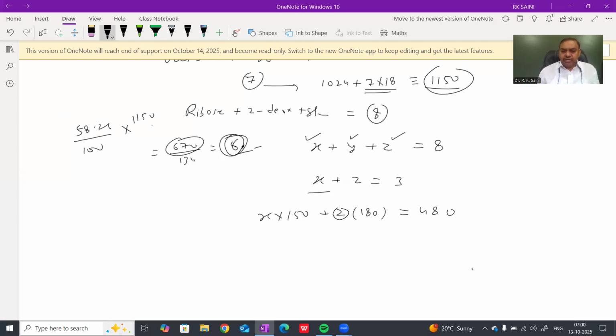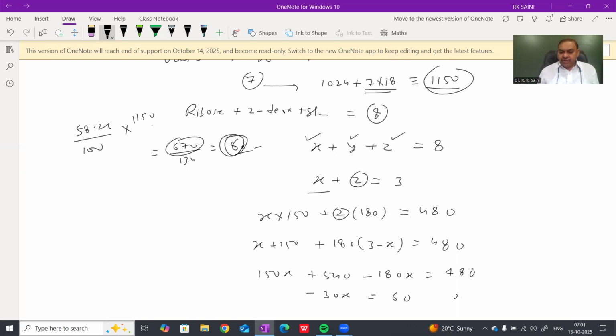Putting the value of Z: X times 150 plus 180 times Z, and in place of Z we write 3 minus X, equals 480. Hence 150X plus 540 minus 180X equals 480, and hence we find minus 30X equals minus 60. Therefore, X equals 2, and hence the number of ribose units is 2 in this question.